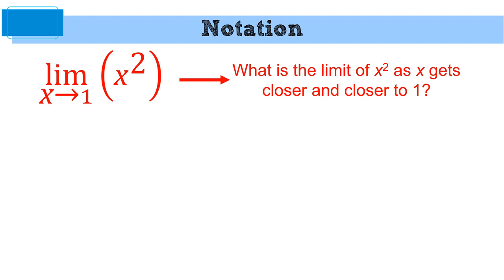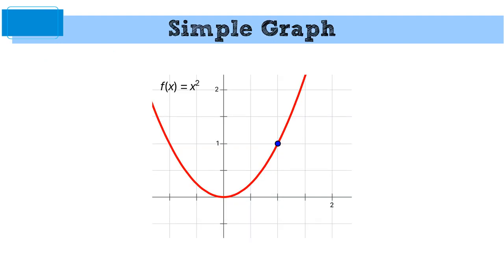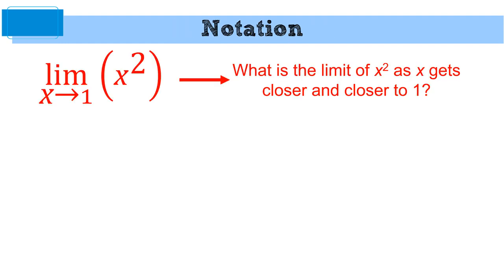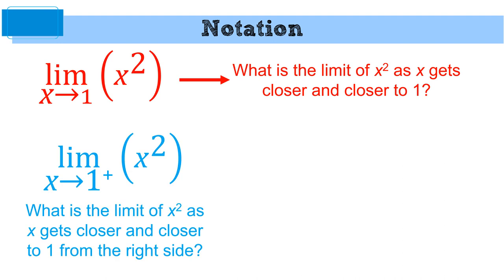Now notice, that doesn't say I started at 0, 0 and I'm walking up the hill. If I go back to this picture, what if I start way to the right and I come down the hill? Will the values change? No. If I go from 0, 0 towards 1, I get 1. If I go from 2 towards 1, I'm still going to get 1. So it doesn't matter what direction I come in. But sometimes direction will matter, so we have some different notation.